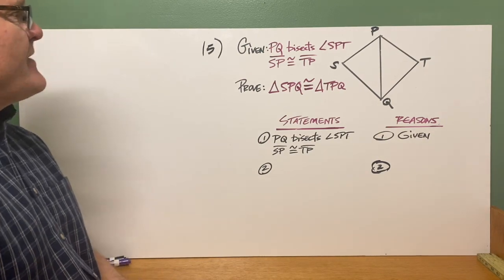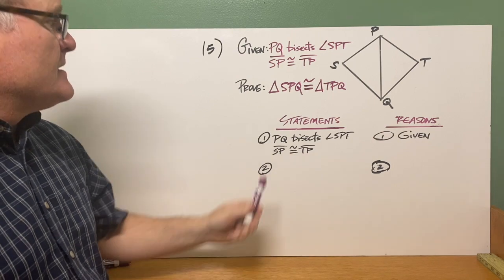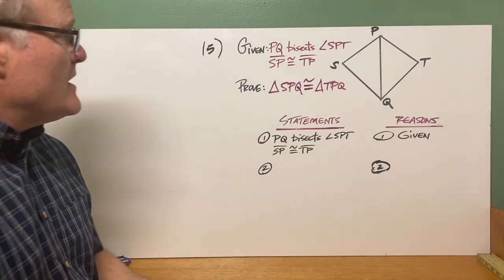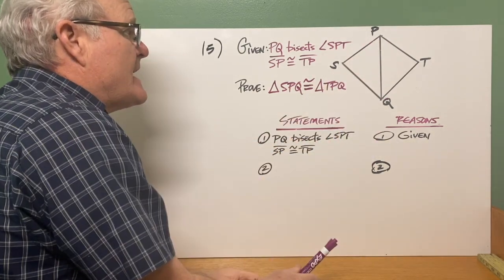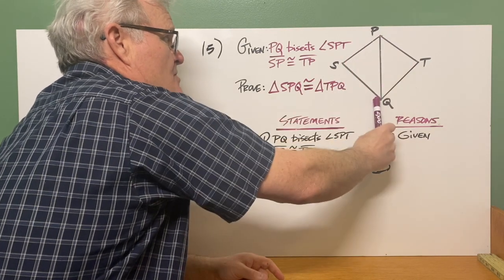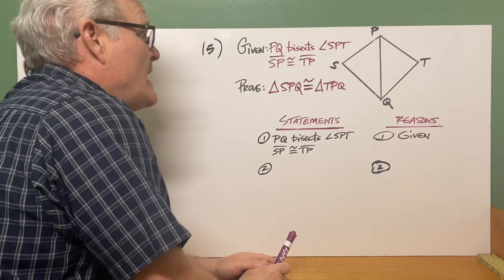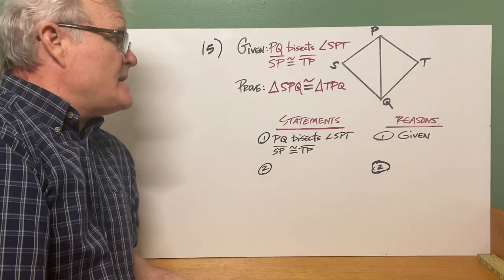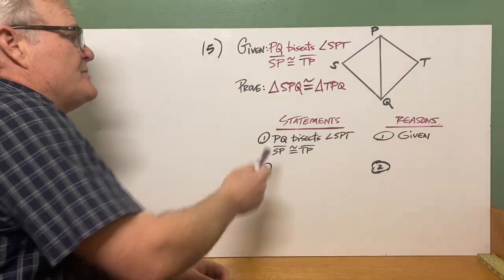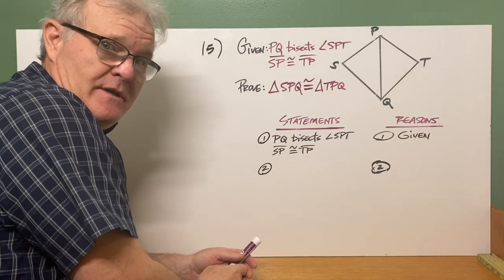15 looks like this. So we've got a proof. Remember, with a proof, you've got given information, what you're trying to prove, statements, reasons, and the picture. So for this one, it's given that PQ, so this segment right here, PQ bisects angle SPT. So SPT is this angle up at the top here. PQ rather is bisecting that angle. And it's also given that SP is congruent to TP. This segment congruent to this segment. We are trying to prove that these 2 triangles, SPQ and TPQ, are congruent.